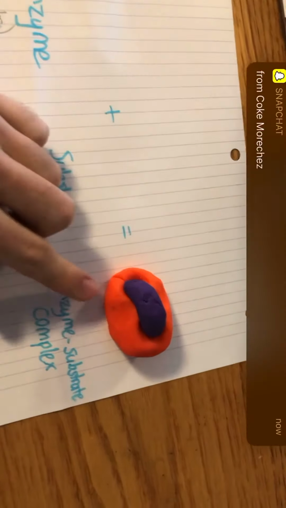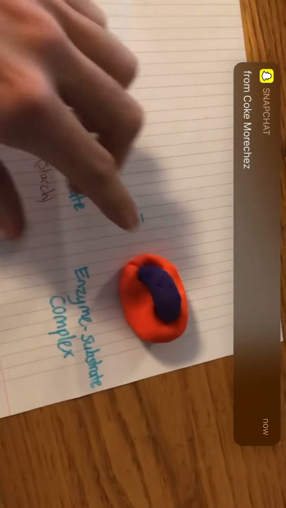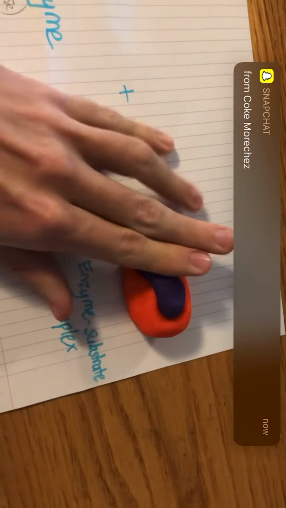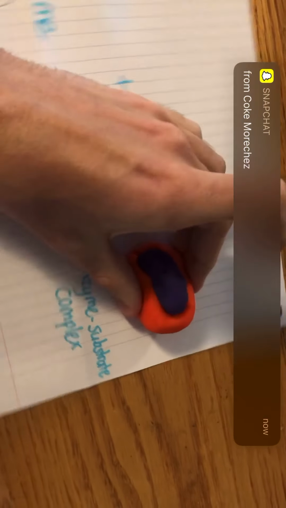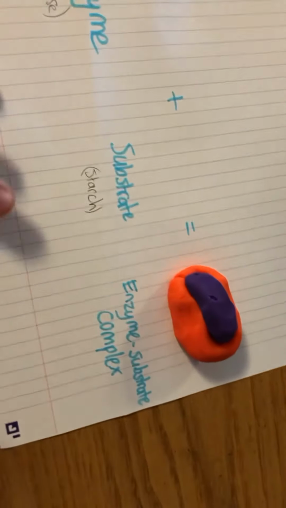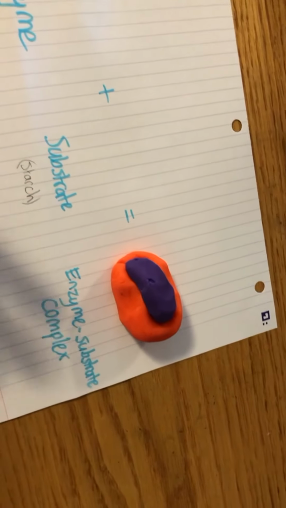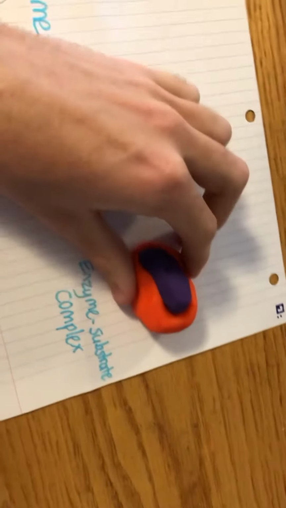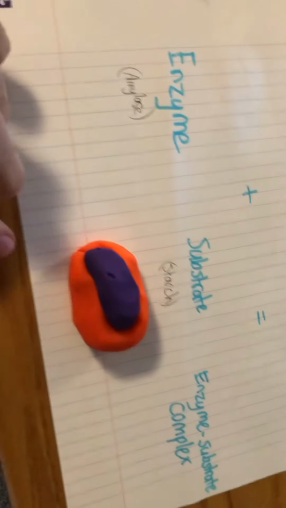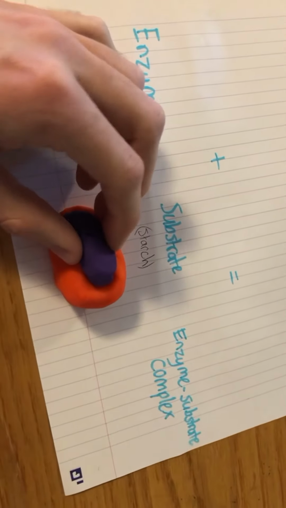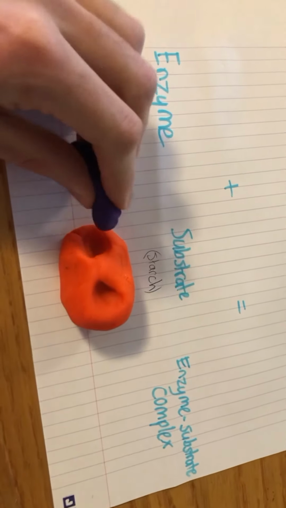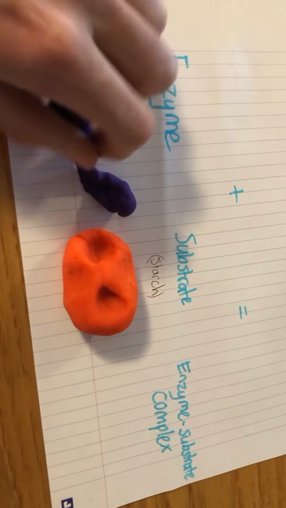And this is a lock and key model, but if we're going to do the induced fit model, the enzyme is actually going to mold to the substrate. That's going to look something like that. It's just going to kind of fold around it. And then what the enzyme does is it weakens the bonds in the substrate and breaks it into two pieces.